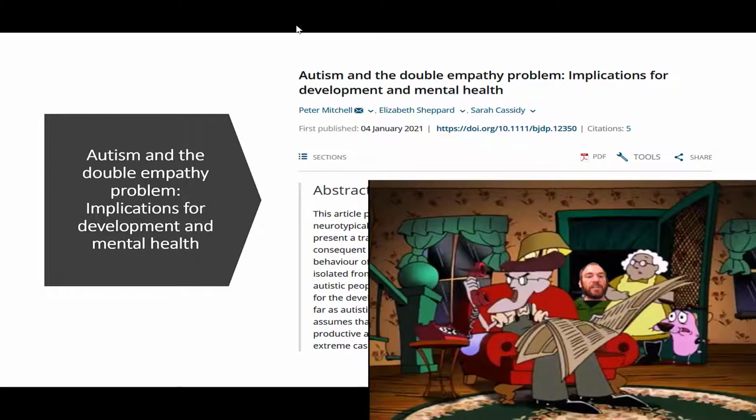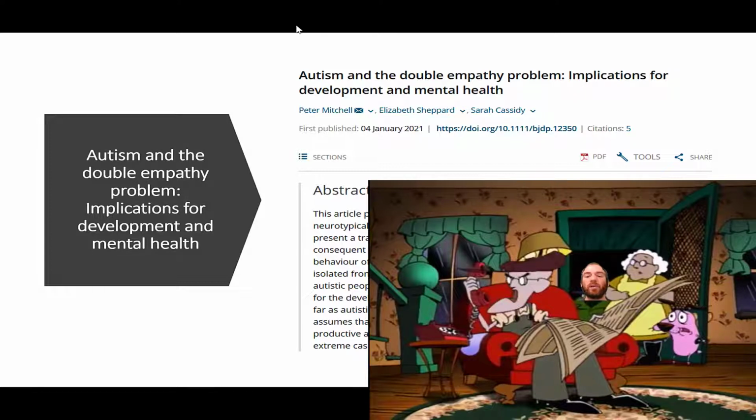And specific studies have actually looked at this. So, Autism and the Double Empathy Problem: Implications for Development and Mental Health. Just quickly going through the abstract here: This article proposes a link between autistic people being misperceived by the neurotypical majority and their being at risk of poor mental health and well-being. We present a transactional account of development in which the misperceptions and consequent behavior of the neurotypical majority influence the perceptions and behavior of autistic people such that they become increasingly separate and indeed isolated from mainstream society. This jeopardizes their mental health and prevents autistic people from developing to full potential.